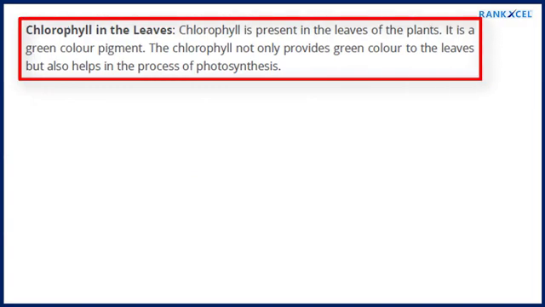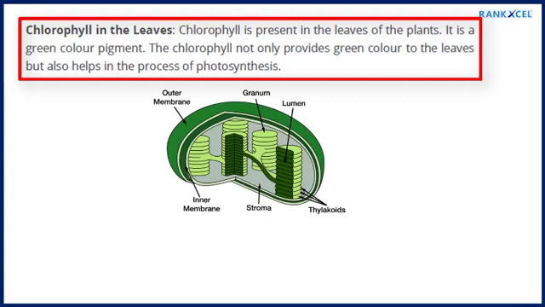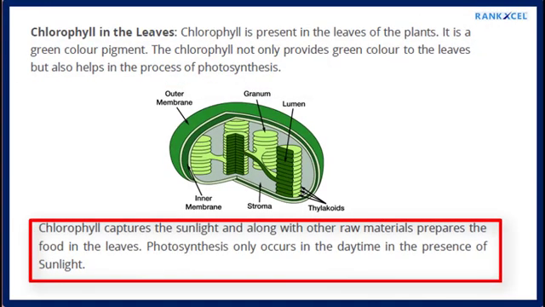Chlorophyll in the leaves. Chlorophyll is present in the leaves of the plants. It is a green color pigment. The chlorophyll not only provides green color to the leaves but also helps in the process of photosynthesis. Chlorophyll captures the sunlight and along with other raw materials prepares the food in the leaves. Photosynthesis only occurs in the daytime in the presence of sunlight.